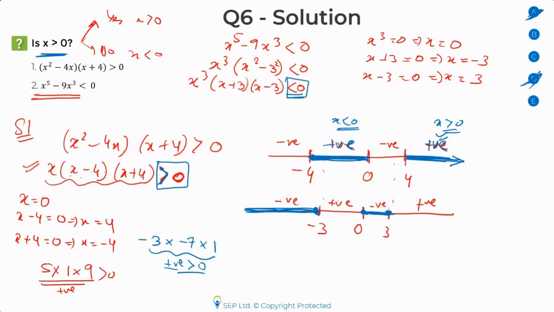If it's less than 0, then after drawing the number line and marking the points, we choose the region where it shows less than 0, negative basically. So we take this line 0 to 3, because after doing positive, negative, we are getting negative here and we're getting negative here. Is this part clear? If there's any doubt, please ask.